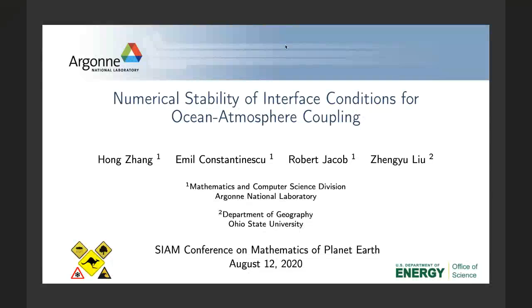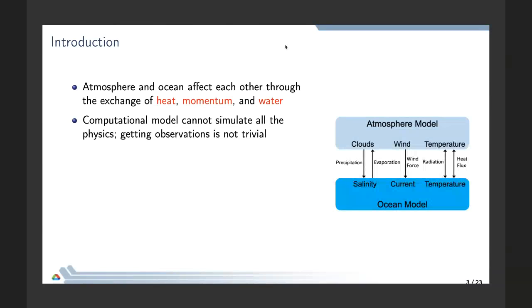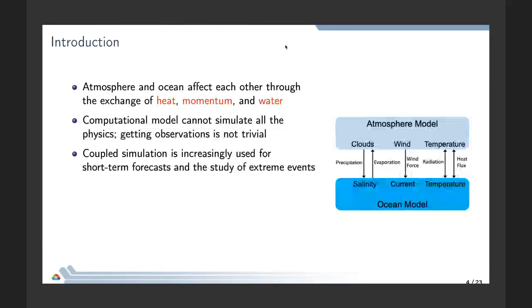Hi, everyone. I'll just start. Atmosphere and ocean affect each other through the exchange of heat, momentum, and water. It's really difficult for a computational model to simulate all the physics, and also difficult to get the observations so that we can run a data-driven simulation. So I think that's one of the reasons why we need to couple the simulation. Coupled simulation becomes increasingly important for the accurate prediction of short-term weather and extreme events.